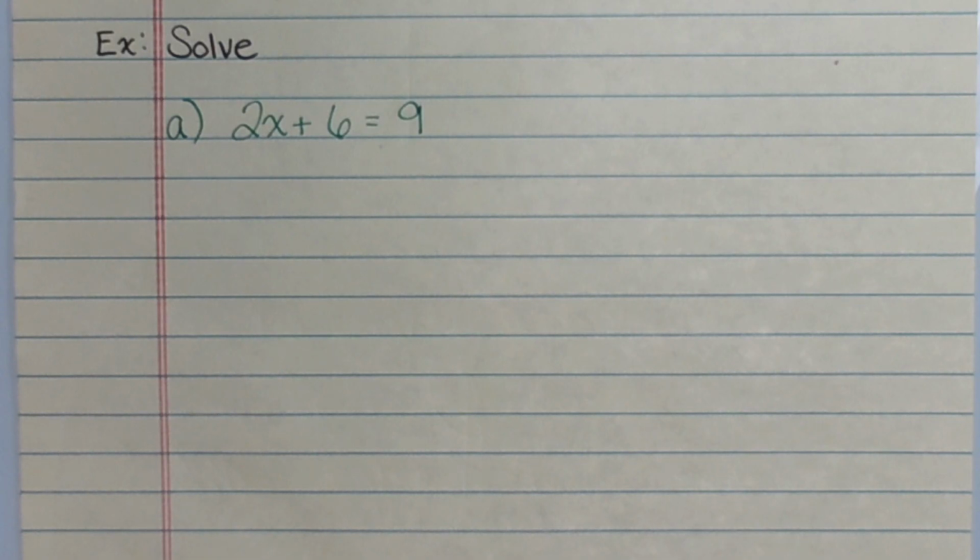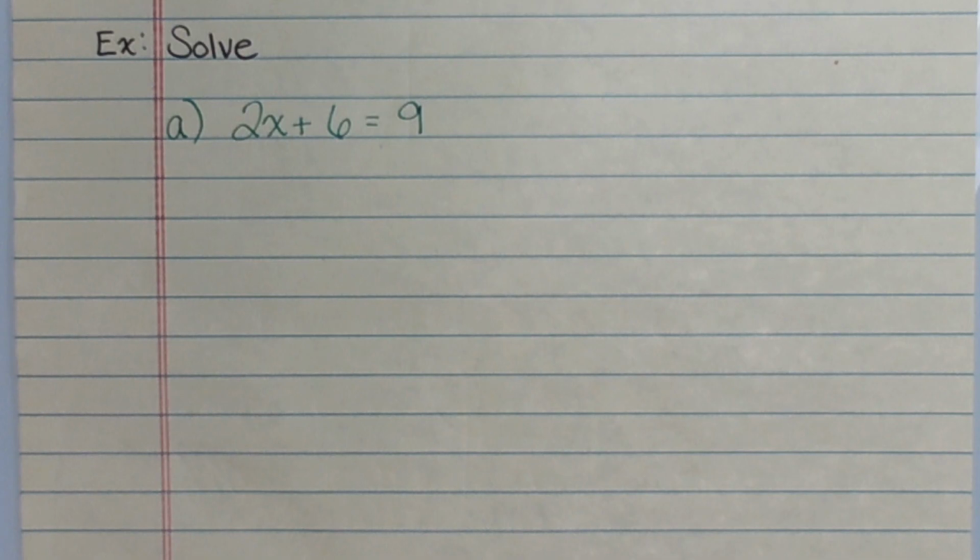Next goal, try to get the x alone. Where do I start? Minus 6. When you're solving, when you're moving things from one side of the equal sign to the other, you're not following PEMDAS anymore. When you're moving something from one side of the equal sign to the other, you're not following PEMDAS normally, you're following PEMDAS backwards.